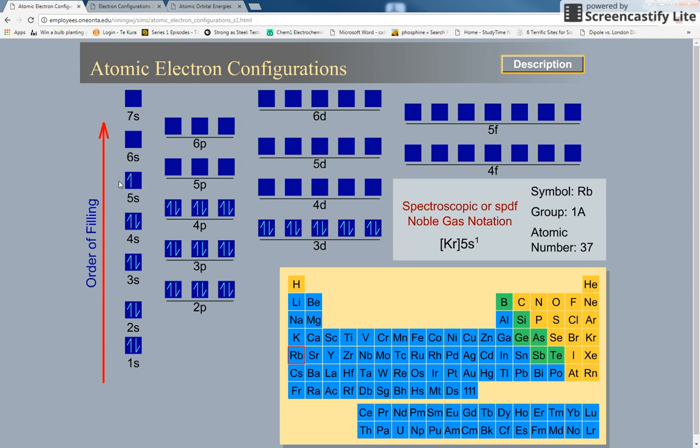Notice that the last electrons are always in the S block, so these first two are the S block. This block in the middle is called the D block. So if I click, for instance, on titanium, notice that the last electrons are in the D block. If I click on any of these in the D block, although we have electrons elsewhere, the highest energy ones are always in the D block.